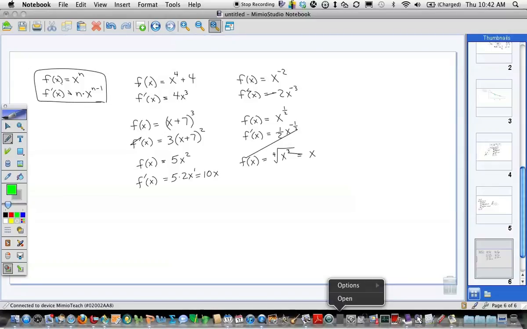That's x to the what? That's x to the 3/4. The root is the denominator, the power is the numerator. So the derivative would be 3/4 x to the negative 1/4. 3/4 x to the negative 1/4 would be your derivative.